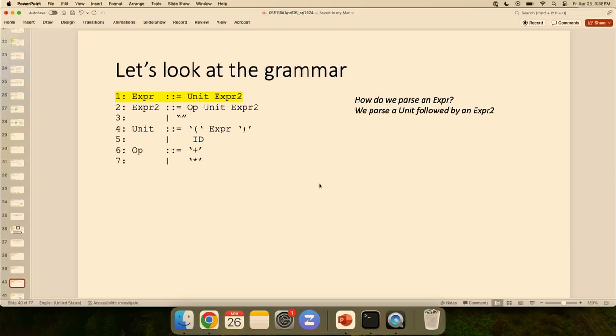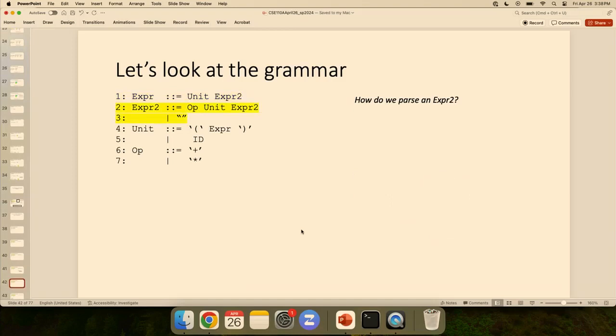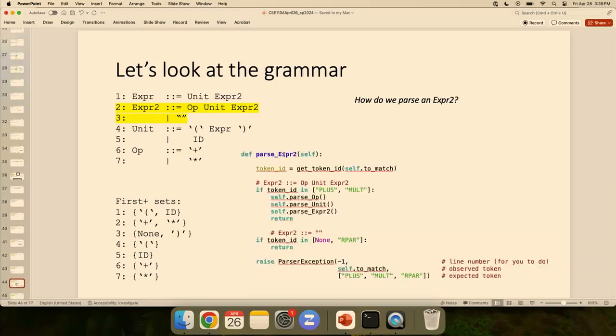Yeah, exactly. If we want to parse an expression, we need to parse a unit followed by parsing an expr2. Well, maybe we can just write that in Python. If we want to parse an expression, parse a unit, parse expr2. This is going to be the beauty of recursion, you just tell it what you want to do. How do we parse an expr2? Well, we have to look into our first plus sets, because now we have a choice to make. When we're parsing expr2, we have to know the next token that we want to parse. We're going to get our token ID.